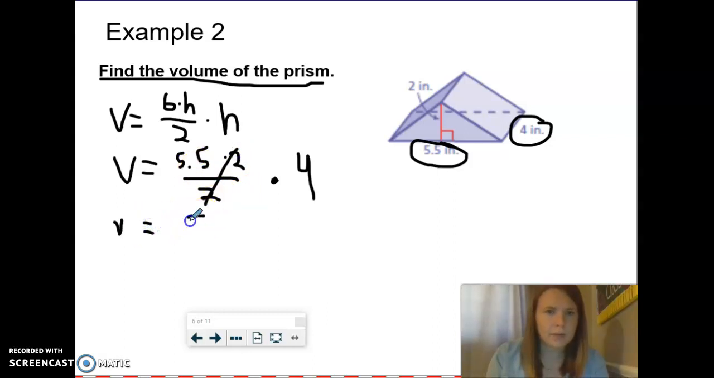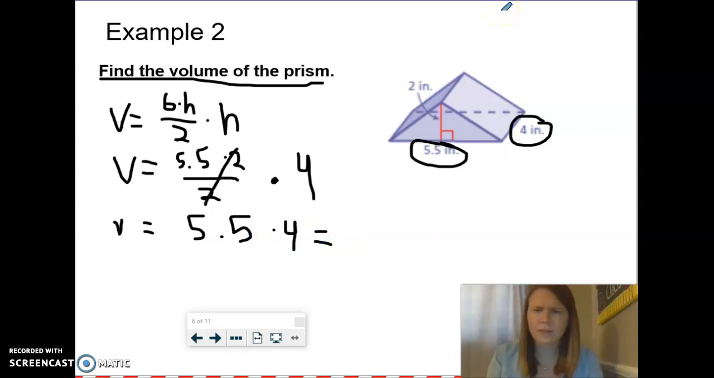So I'm going to have 5.5 times 4. I'm going to grab my calculator for this one. I know that 5.5 times 2 is 11, so times 4 should be 22, but I want to double check that I got my math right. And it is 22. And that's my last part that I needed to do.